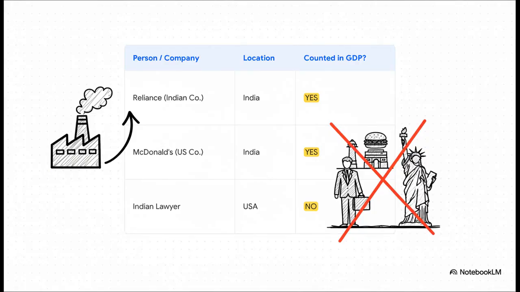Okay, so this table makes it super clear. Look, Reliance, an Indian company in India? Of course, that's a yes. But here's where it gets interesting. McDonald's, a US company, but it's operating in India? Yep, that counts too, because it's happening on Indian soil. Now let's flip it. An Indian lawyer working over in the US? Nope, not in India's GDP. Why? Because the work isn't happening in the domestic territory.